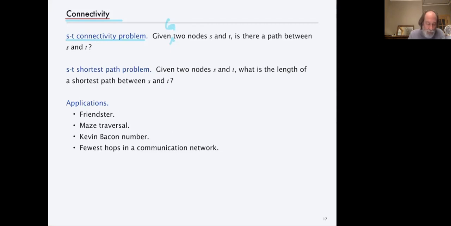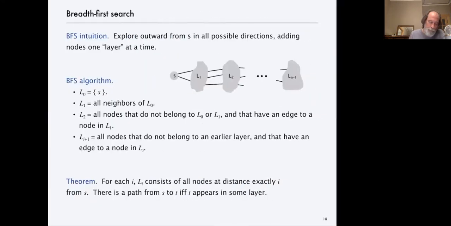Its natural optimization version, right? The shortest path problem. Given a graph and two nodes S and T, what is the shortest path between S and T? Okay. Of application, for example, fewest hops in a communication network, fewest stops in a flight, etc. Okay, so we'd like an algorithm to find shortest paths, for example. And one such algorithm is breadth first search, which is one of a number of graph traversal algorithms.